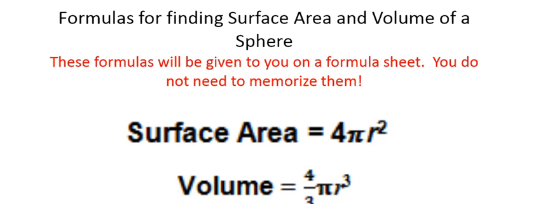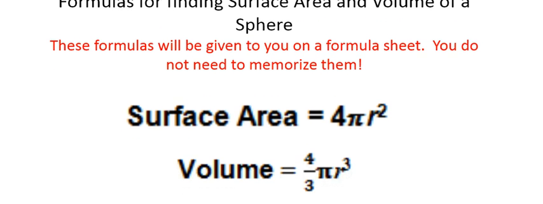Formulas that you need to be aware of for finding surface area and volume for a sphere are as follows. Surface area is 4 times pi times the square of the radius. Volume is 4/3 times pi times the cube of the radius. Now, a little bit of good news here is that these formulas will be given to you on a formula sheet. You do not need to memorize them.